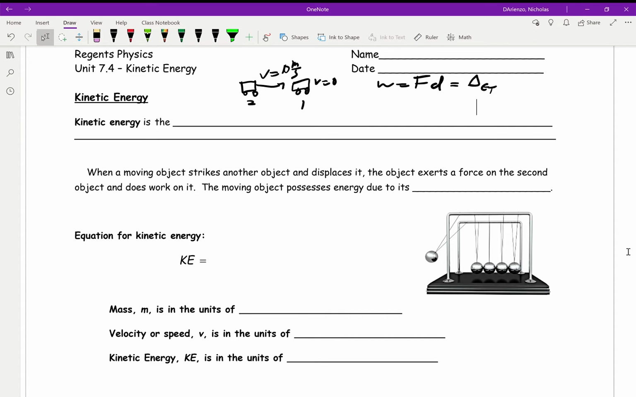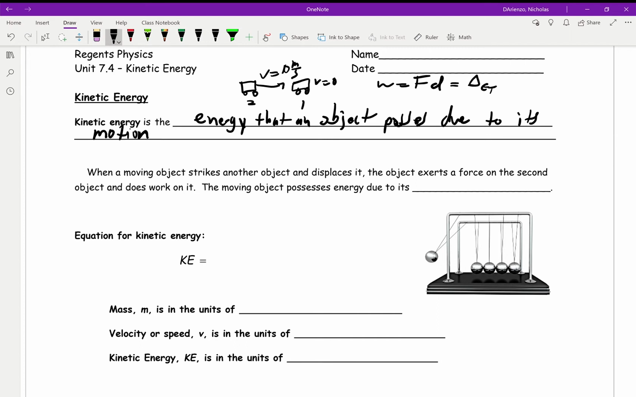So kinetic energy is the energy that an object is going to possess due to its motion. As long as we have an object, some type of matter that is in motion, it is going to contain some amount of kinetic energy, and we can actually calculate that. Up until now, we haven't really been able to, but we're going to look at an equation that we can use to help us calculate the kinetic energy of an object.